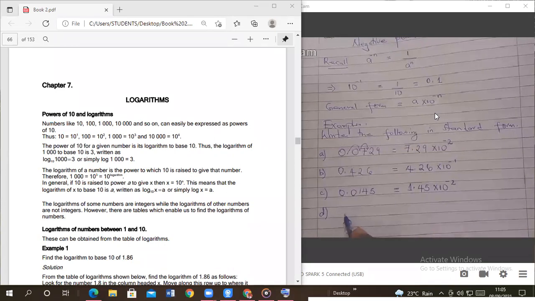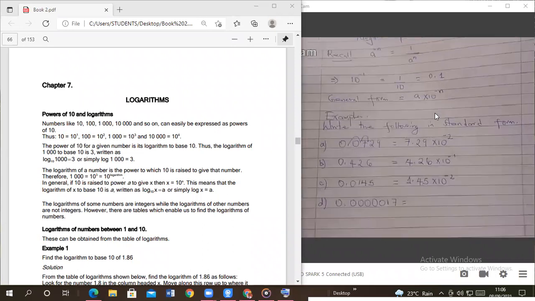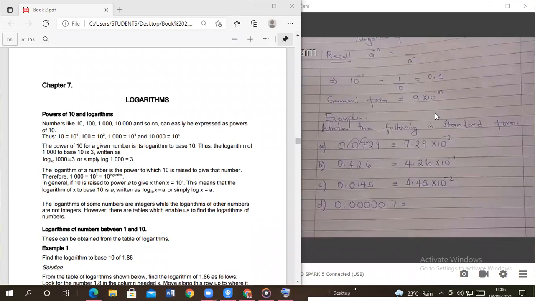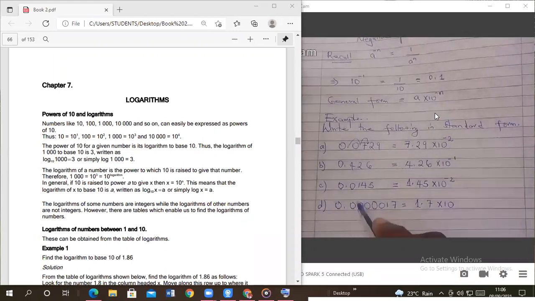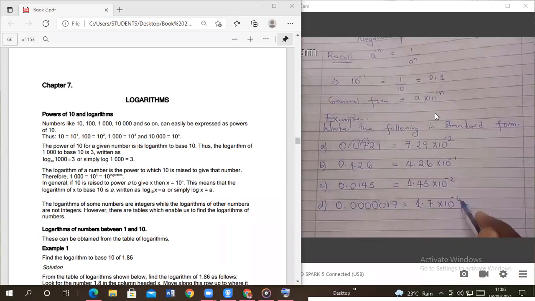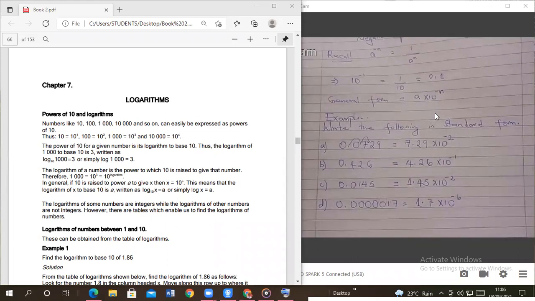Next one is 0.000017. Yes, 1.7 times 10 to the power. How many steps? Negative 1, negative 2, negative 3, 4, 5, 6. Power negative what? Negative 6.